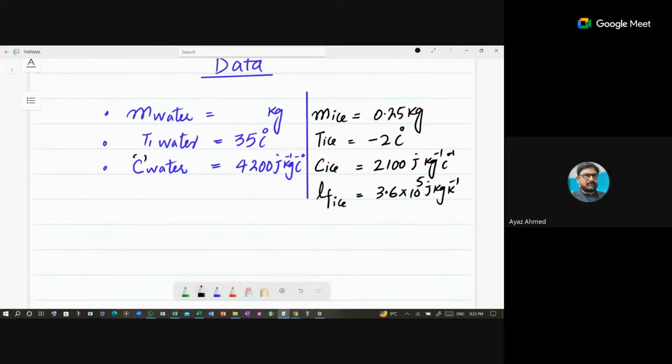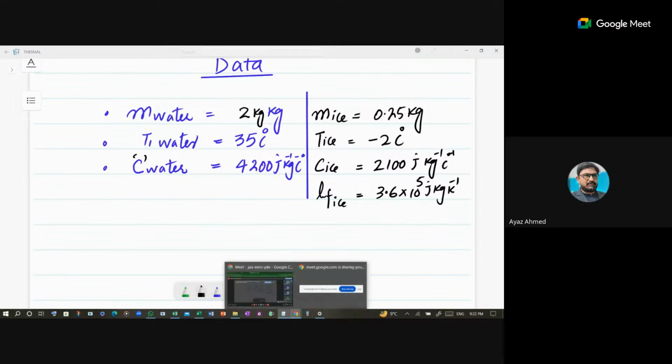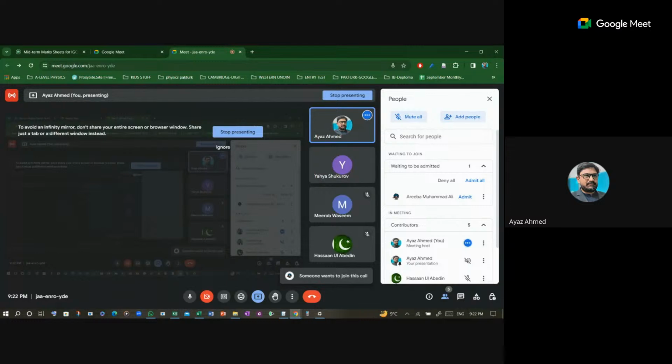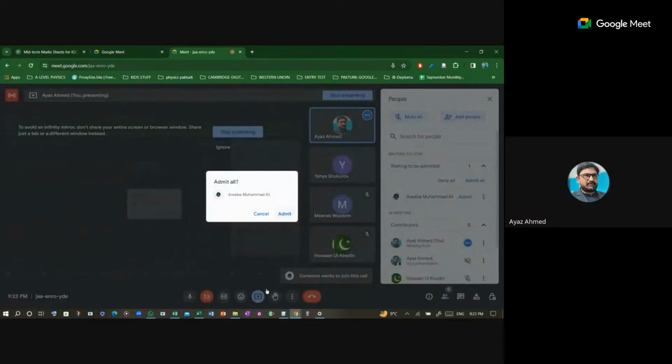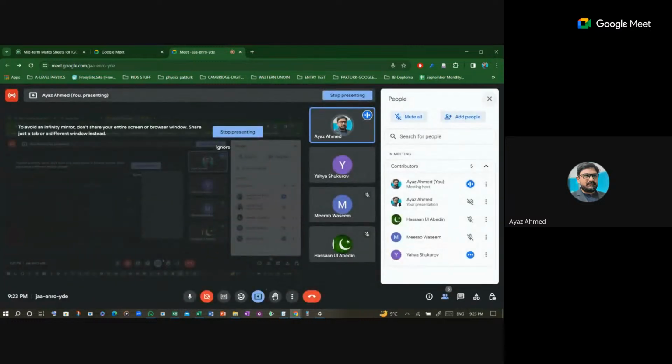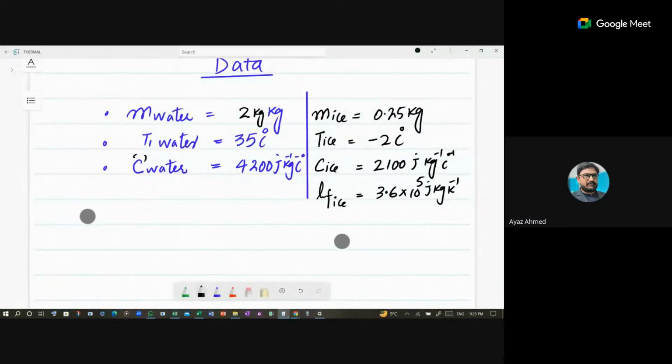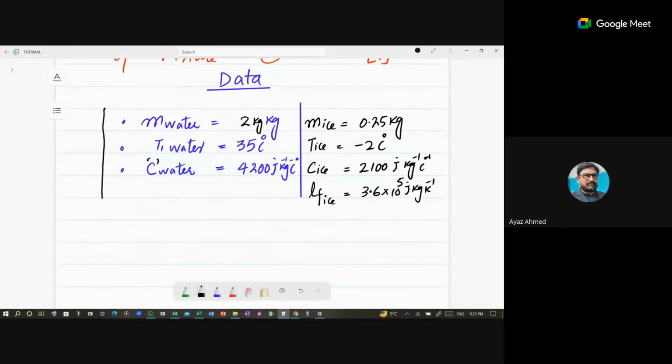Let's change the water math a little. Let's say it is 2 kg of water, because I need a lot of heat to melt the ice. Okay, is it clear till now? Do you have any confusion or any question? No, sir.